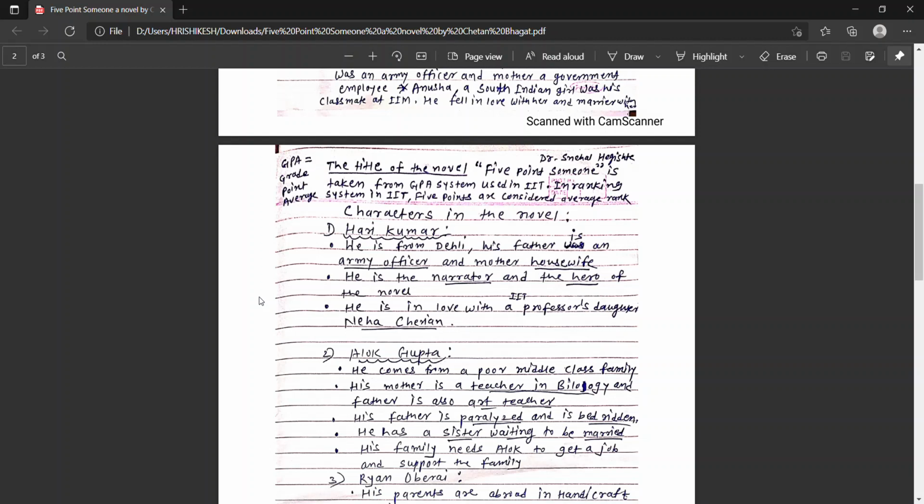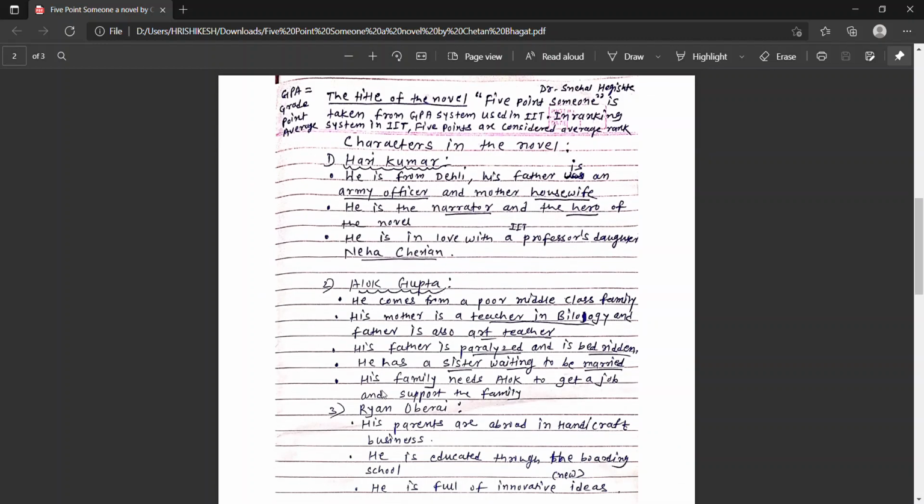Actually, who is the hero of the novel? Hari Kumar is the hero of the novel, and he narrates the story of the novel. He is in love with IIT professor's daughter Neha Cherian. So these are some details we have collected here to focus on the character of Hari Kumar. He is from Delhi. His father is an army officer and mother a housewife. The important thing is that he is the hero and narrator of the novel, and he is in love with IIT professor's daughter Neha Cherian.